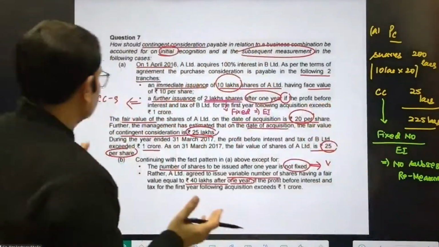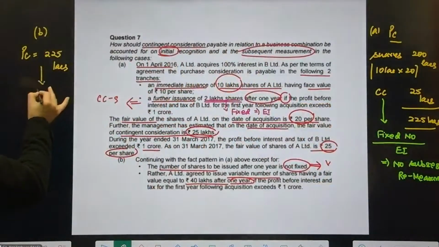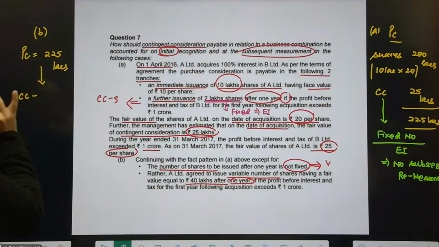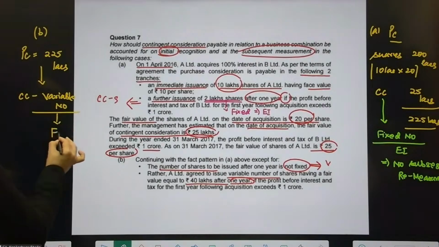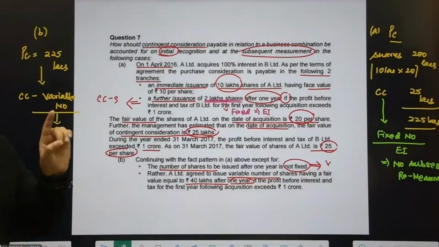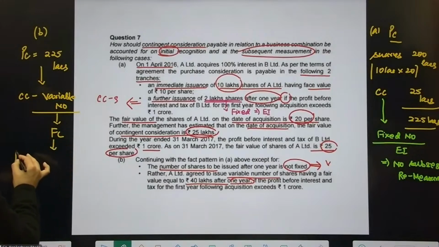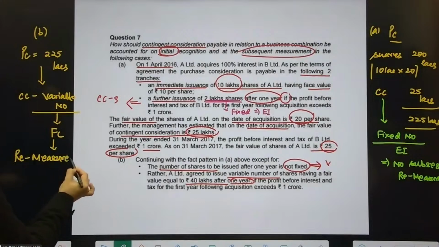Sorry, and the contingent consideration. But in this particular case, the contingent consideration is supposed to be paid in a variable number of shares. If it is paid in a variable number of shares, then it is supposed to be a financial liability. And if it is a financial liability, we need to remeasure it as well. And this will be remeasured at FVTPL, that is, fair value through profit and loss.